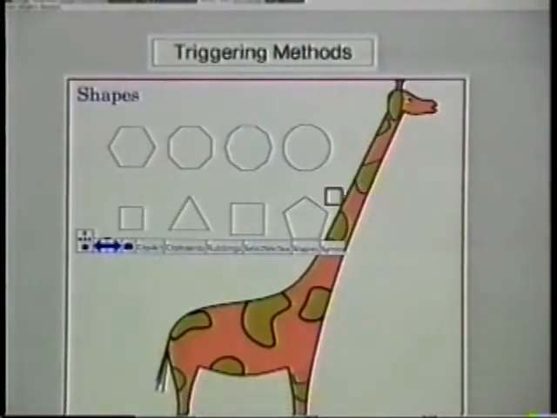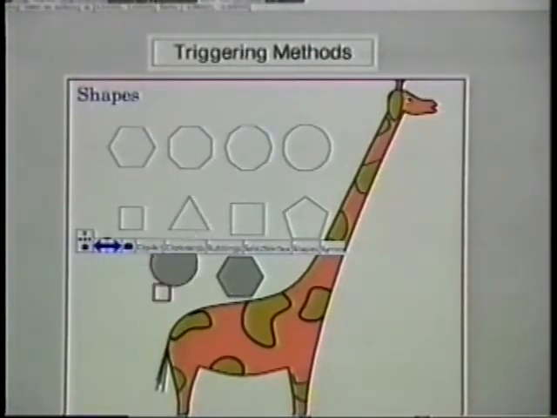See-through tools can be triggered in many ways. For example, this tool, a shape palette, is triggered by pressing down a mouse button over a desired shape, moving the mouse to position the shape, and then releasing the mouse button.